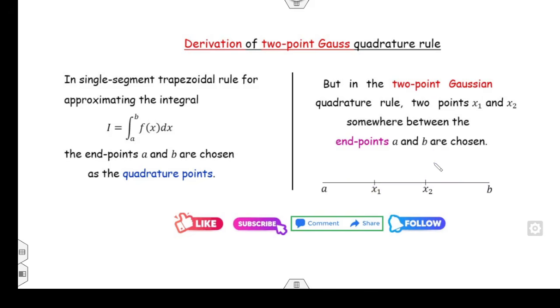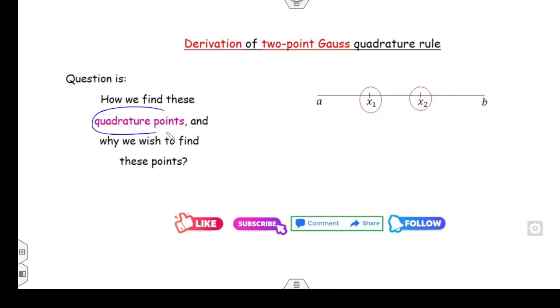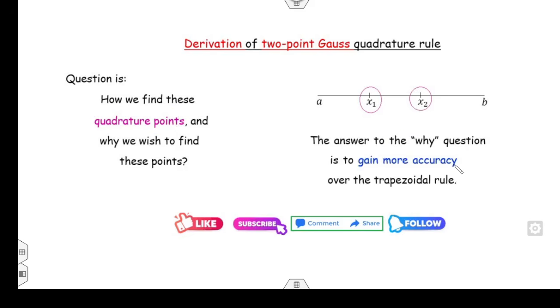The question arises: how can we choose these 2 points, how can we find these quadrature points, and why do we need these points? The answer is that we want to increase the accuracy of the trapezoidal rule. Now let's see how we can find the values of x1 and x2.